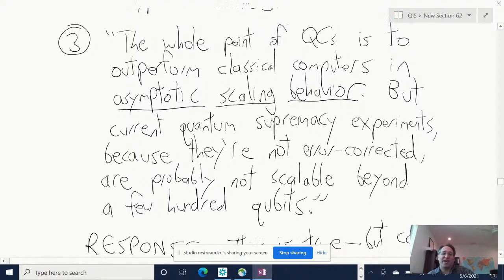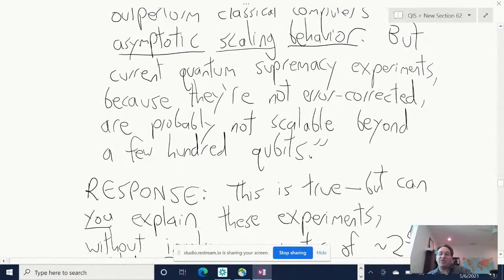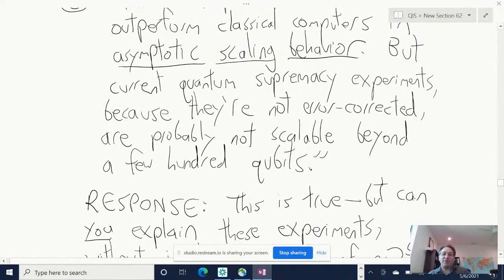So what is going on with that? I admit that this is true, right? We do not yet have scalable quantum computers. If we did, we would just run Shor's factoring algorithm and be done with it.